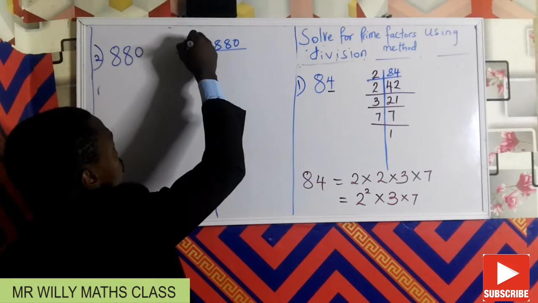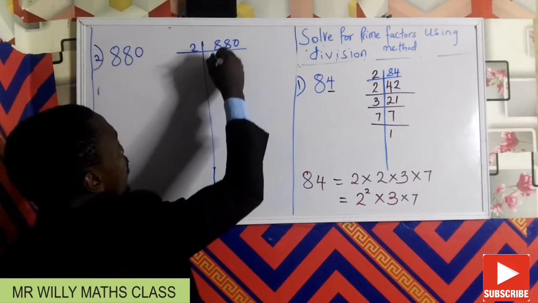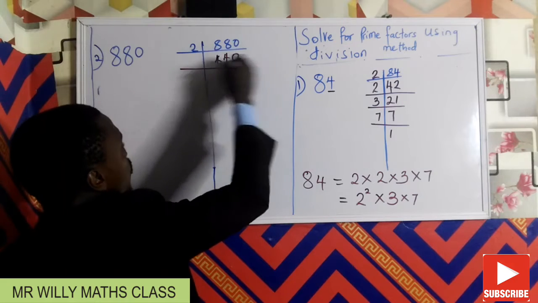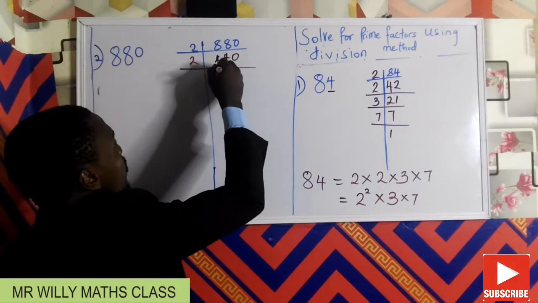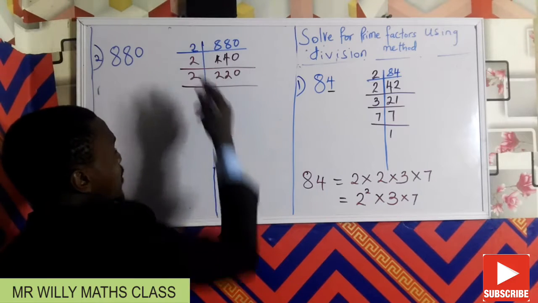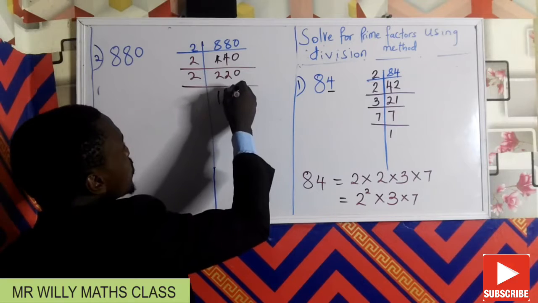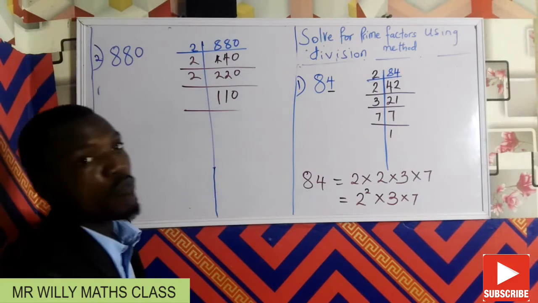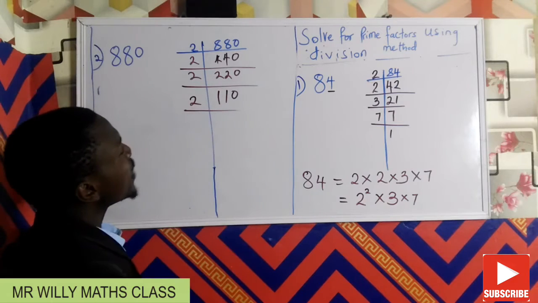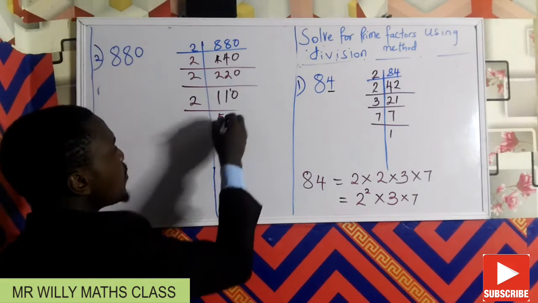I think 2. 2 will divide it. How many 2 can you see in it? That will be 4. 2 in 8, 4. 2 in 0, that will be 0. Then 2 can still go. 2 in 4, that will be 2. 2 in 0, 0. Let's use 2 again. 2 in 2, 1. 2 in 2, 1. 2 in 0, 0. So what can go in 110? I think 2. 2 in 1 is not possible, but 2 in 11, that's 5. So 2 in 10, that will be 5.